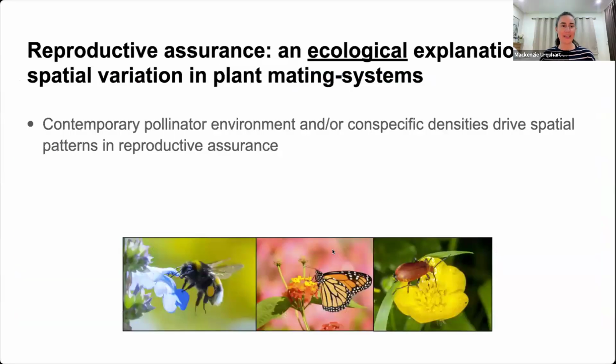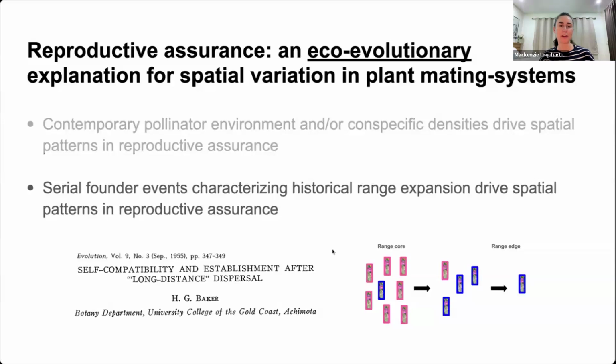So an explanation for the maintenance of reproductive diversity within species includes the reproductive assurance hypothesis, where selection favors the ability to self-fertilize or reproduce clonally in habitats where mates and/or pollinators are scarce. The reproductive assurance hypothesis often focuses on how contemporary ecology, like pollinator or conspecific densities, can drive these spatial patterns in plant reproductive diversity. However, spatial patterns in reproductive assurance can also be explained by historical processes, such as post-glacial range expansion. And this idea stems from a classic observation by Herbert Baker, where successful colonization of a novel habitat is facilitated by the ability to self-fertilize and/or reproduce clonally.